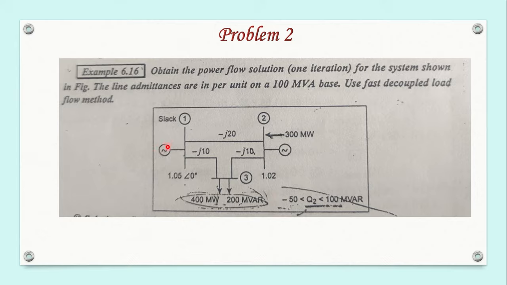For the first bus, the voltage magnitude and voltage angle are given. So it will be a slack bus. It is also specified here. So bus number 1 is a slack bus.